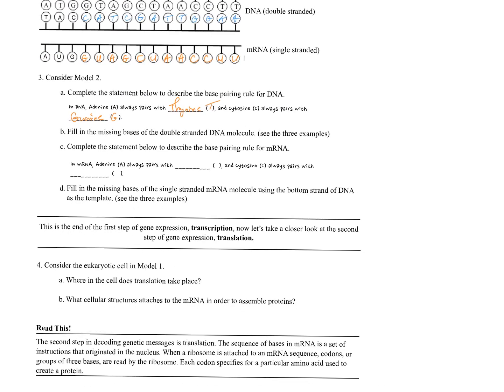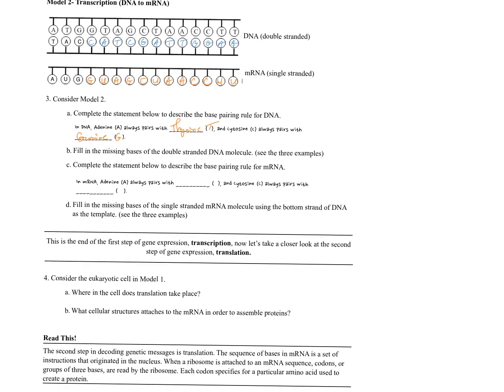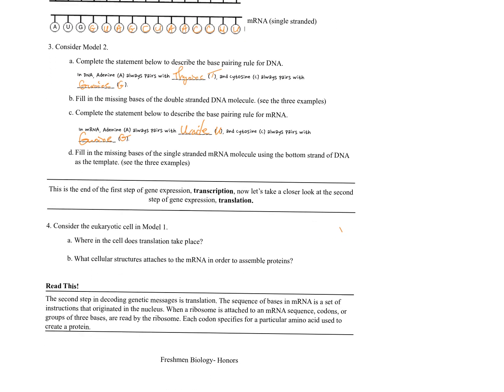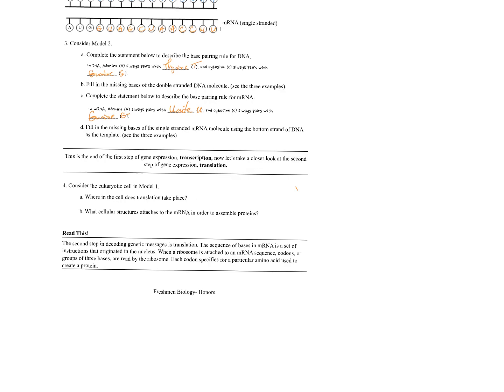Again, back from first semester. Fill in the missing bases of double-stranded DNA in the three examples. Already did that. There they are. In mRNA, A is always paired with what? U, or uracil. And C is always paired with G, or guanine. Fill in the missing bases. We just did that.